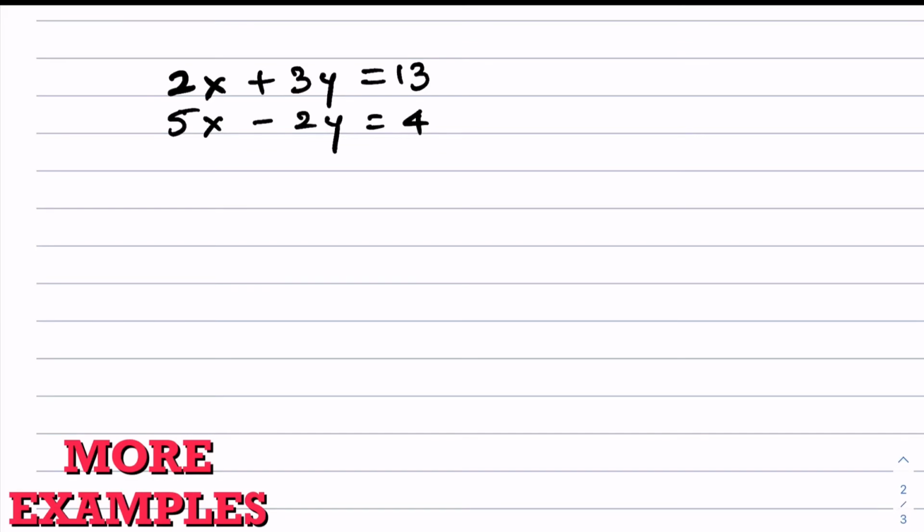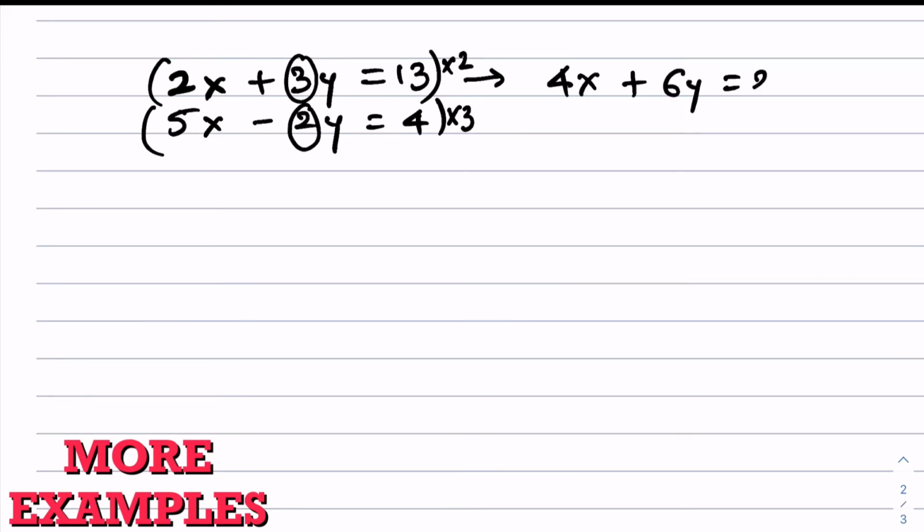Now again we have coefficient 3 and coefficient 2 here, so the least common multiple of 3 and 2 is 6. So let's transform these equations. Let's multiply the first equation by 2 and the second equation by 3. So we get 4x plus 6y equal to 26 and 15x minus 6y is equal to 12. Same process: multiply by 2 on both sides in the first equation and by 3 on both sides in the second equation.